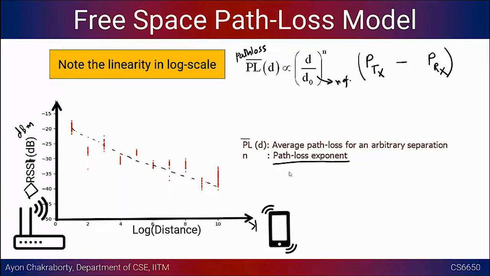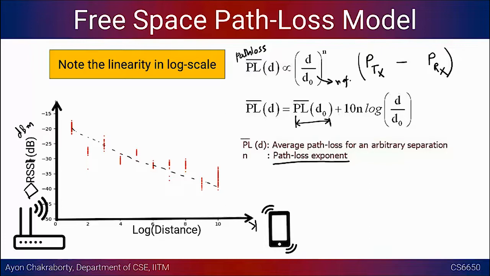If you take log, in the dB scale, the path loss at distance d is equal to the path loss at distance d0. This is something that needs to be calibrated. So what is the path loss at a reference distance, let's say at a distance of 1 meter or 10 meters? That is something that is already known. Path loss at a reference distance plus 10n, where n is the path loss exponent.